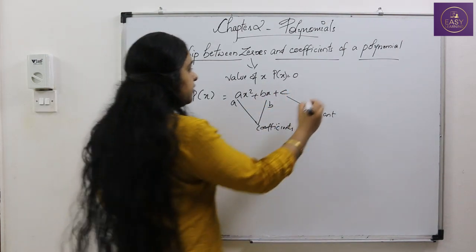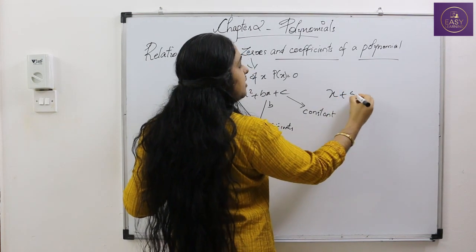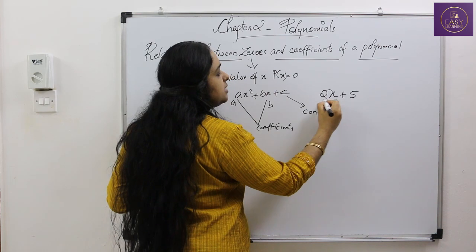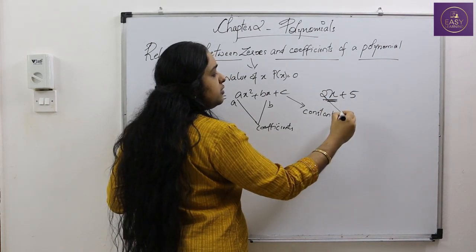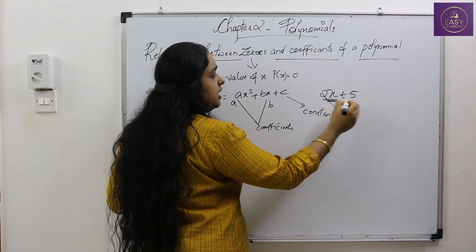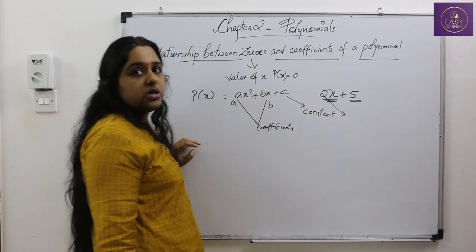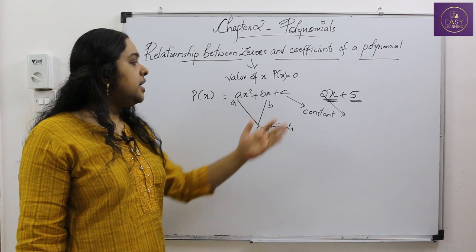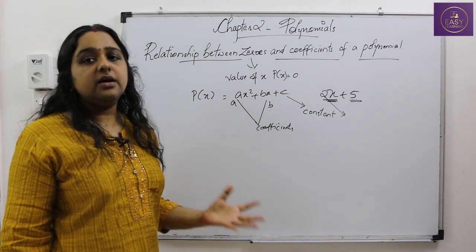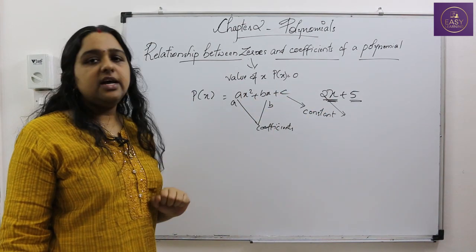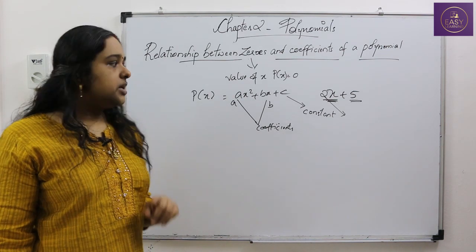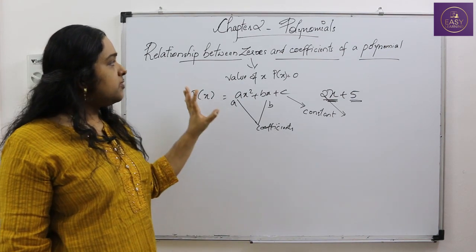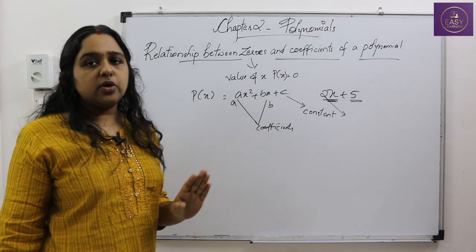For example, if I write 2x plus 5, 2 is the coefficient of this variable and 5 is the constant term. A number without a variable is a constant term, and the number with the variable is the coefficient of that variable. Is it clear?